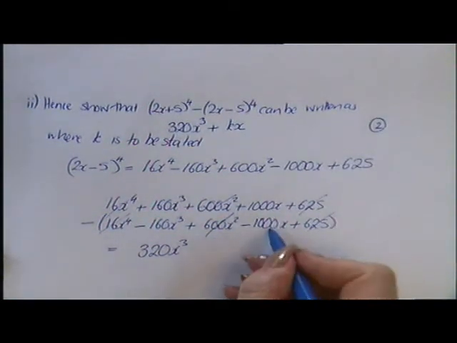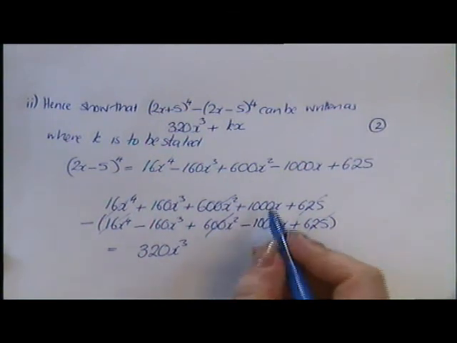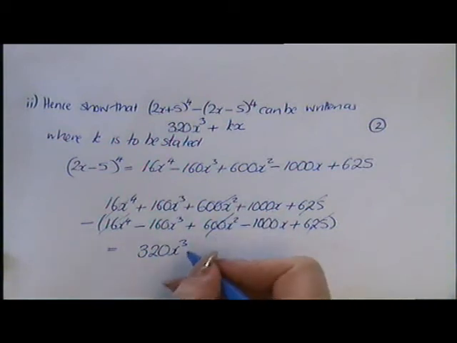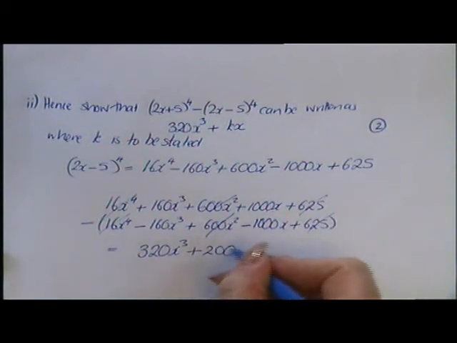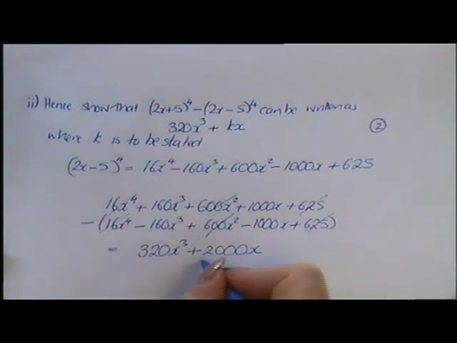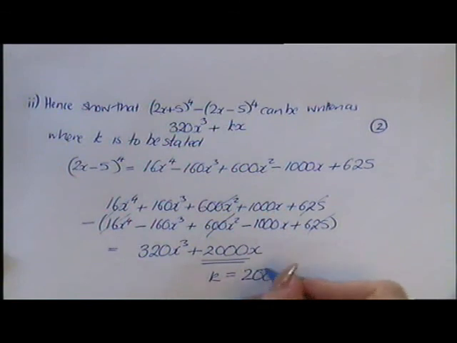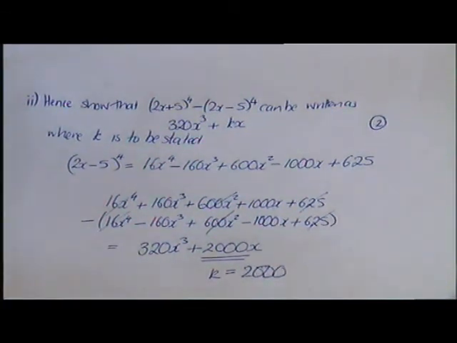And then we have our x term, so we have 1000x, take away negative 1000x, so the take away negative becomes plus, so I have 2000x, so my value of k is 2000. And that's worth the additional 2 marks to get you the 6 marks overall.